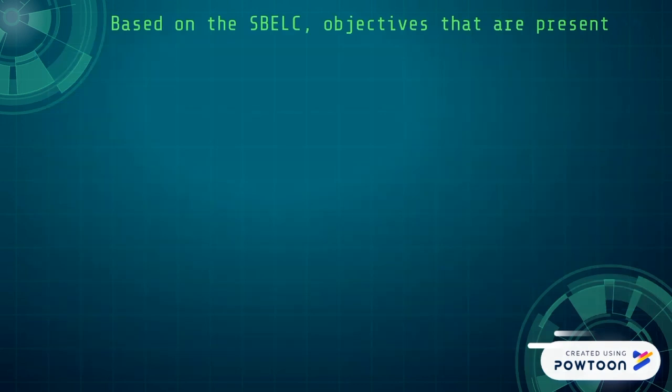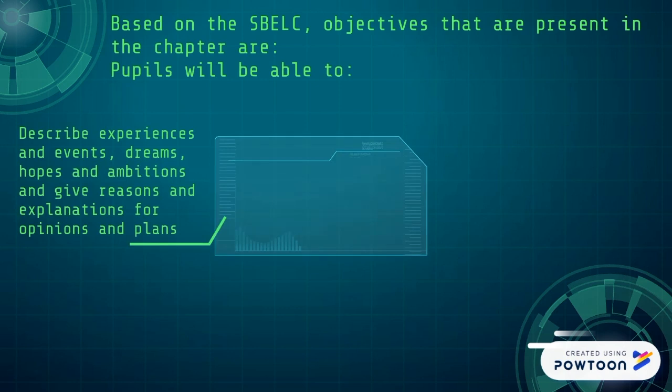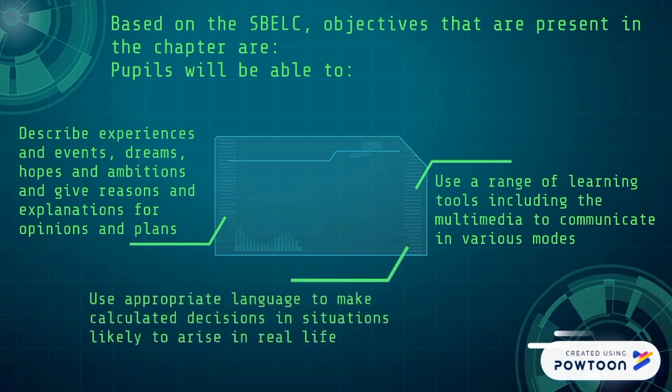Based on the curriculum, the objectives present in the chapter are: pupils will be able to describe experiences, events, dreams, hopes, and ambitions, and give reasons and explanations for opinions and plans, use appropriate language to make calculated decisions in situations likely to arise in real life, and use a range of learning tools, including multimedia, to communicate in various modes.